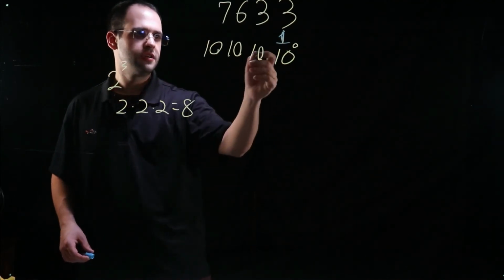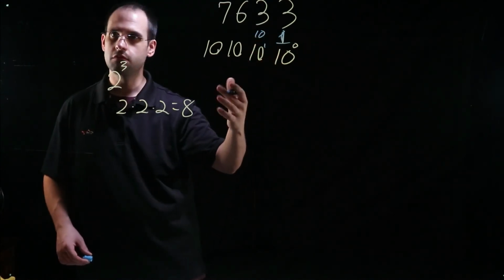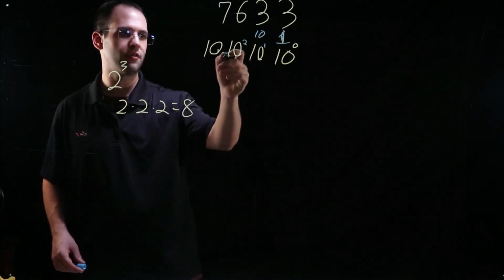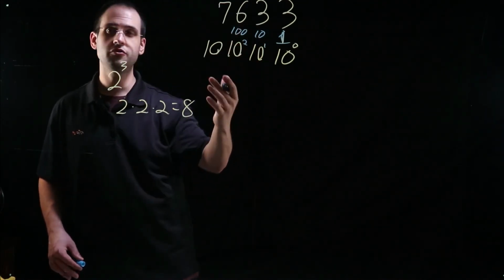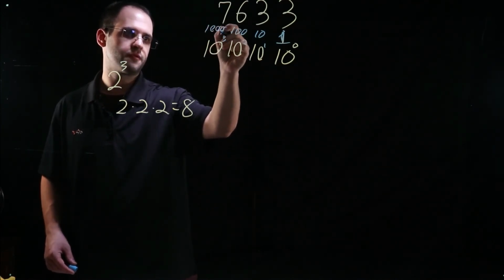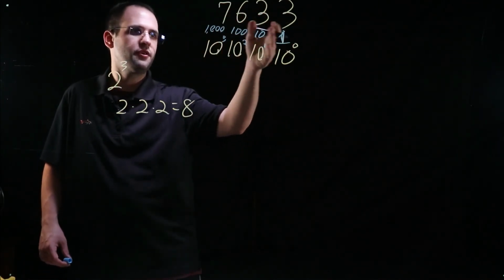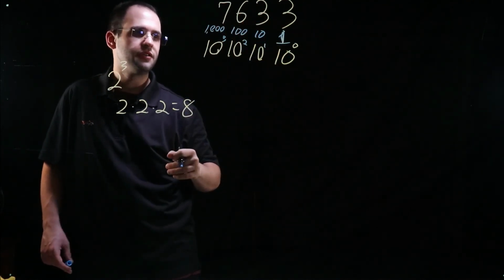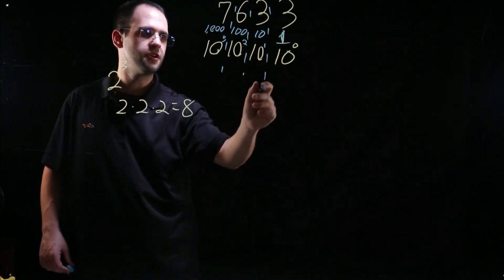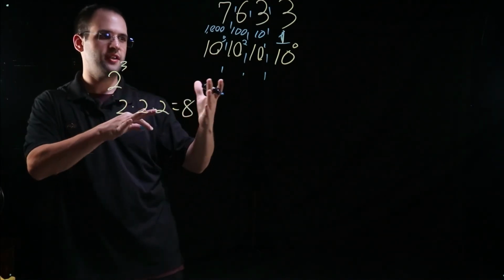All right, so 10 raised to the 1st power, or in the 2nd position, is 10. All right, and this is the tens position. 10 raised to the 2nd power is 100, or the hundreds position. And 10 raised to the 3rd power is the thousands position. Okay? So we can see that this number 7633, or 7,633, can be divvied up into each of its positional values, or positional notation of each of the digits. All right, so we can break down our number in a base 10 system.